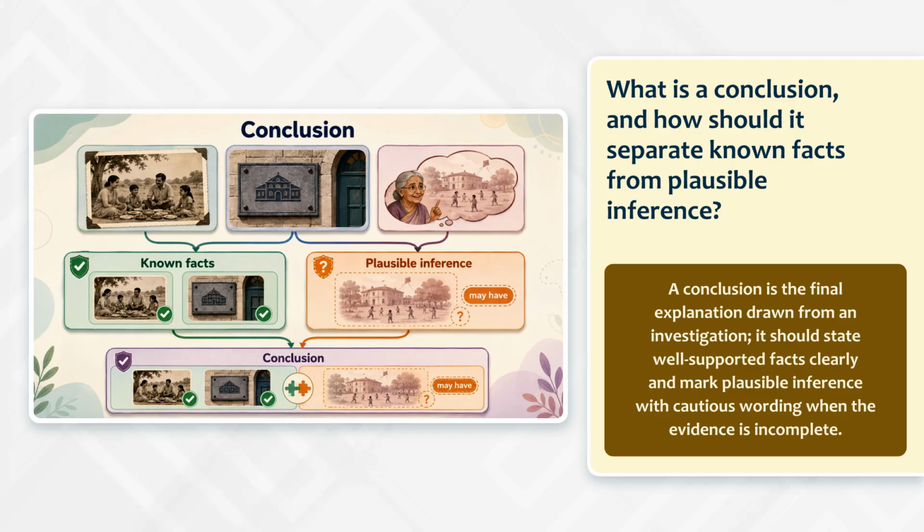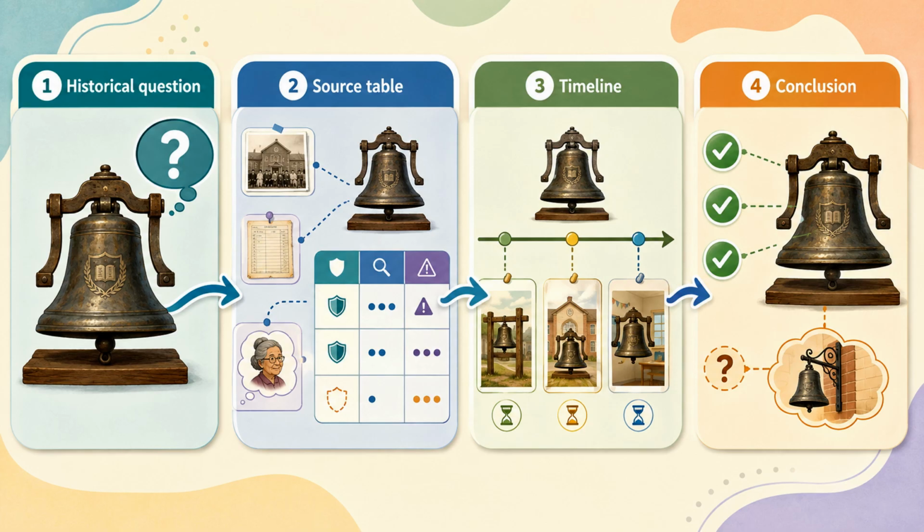Next, we will connect question, source table, timeline, and conclusion in one mini-investigation workflow. Follow the old-school bell from left to right. The investigation begins with one focused historical question, then records the available sources in a source table, arranges the findings on a timeline, and ends with a cautious conclusion. Each stage does a different job, but all 4 stages stay connected to the same question. This is enough for a strong mini-investigation, even when the result is ordinary rather than dramatic.